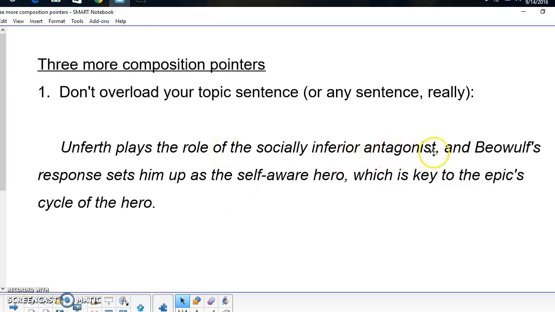Make one sentence at a time, develop one thing at a time, and then move on to the second paragraph, which would be the thing about Beowulf. And then once you're done with showing how Beowulf is a self-aware hero, make another paragraph, which then tells the reader why that would be important. Key to the epic cycle of the hero. So really, ultimately, you just want to do one thing at a time, quoting and explaining your key terms one little bit at a time instead of jamming them all together into one sentence.